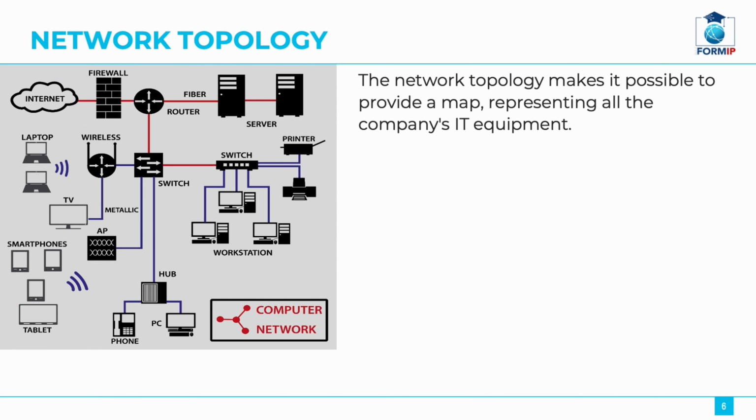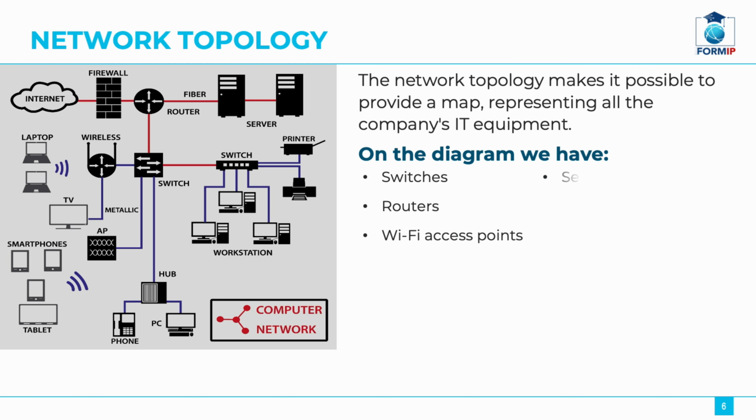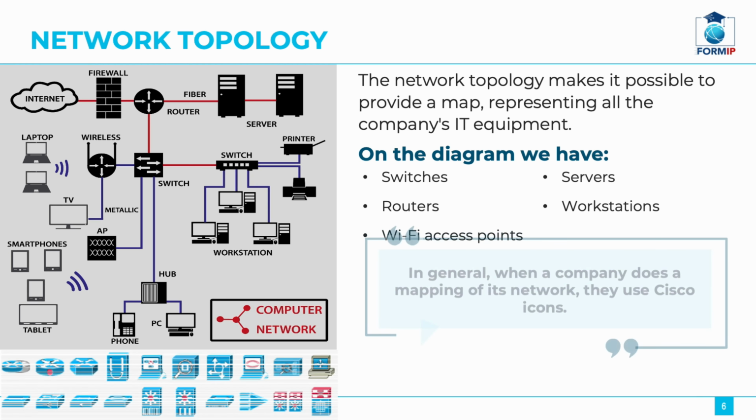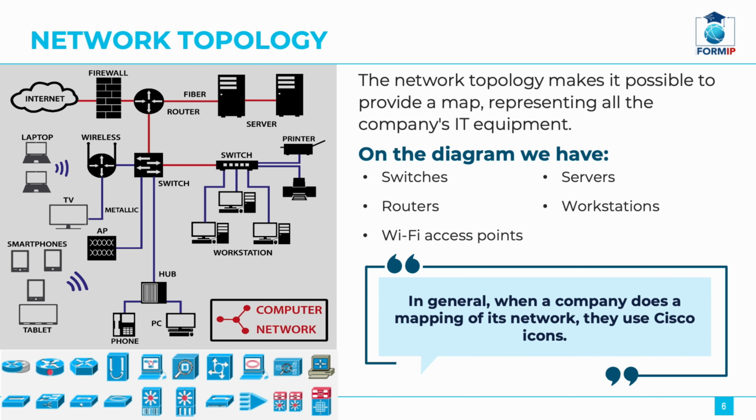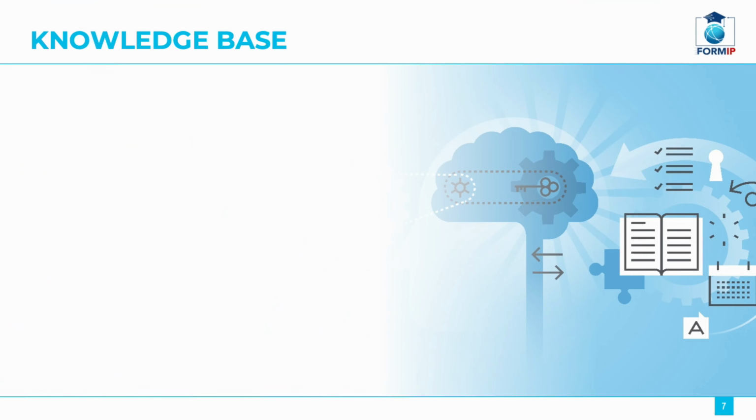Network topology. The network topology makes it possible to provide a map representing all the company's IT equipment. We can see the following depicted: switches, routers, Wi-Fi access points, the servers, even the workstations. In general, when a company maps its network, they use Cisco icons, because let's say that it's a universal visual that most people know.